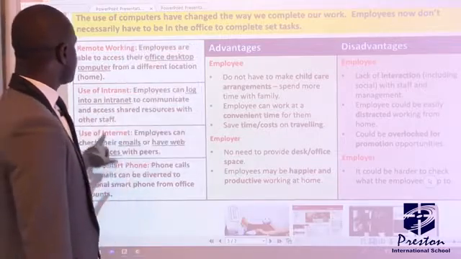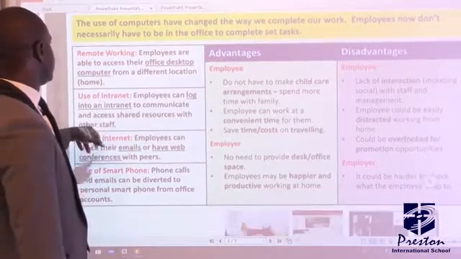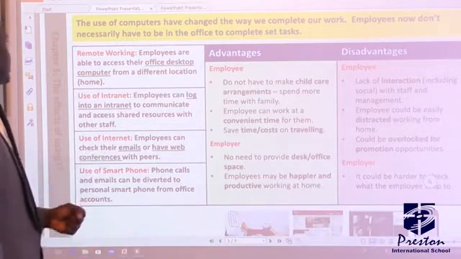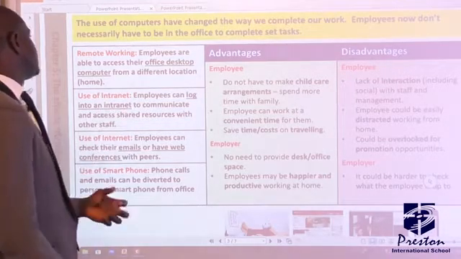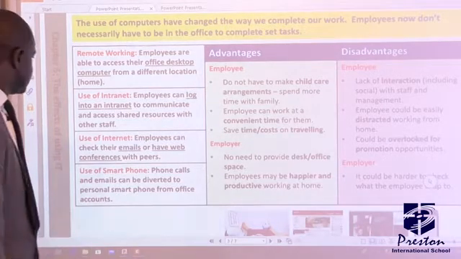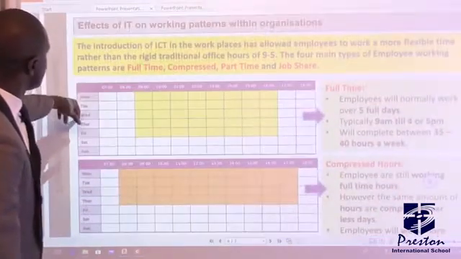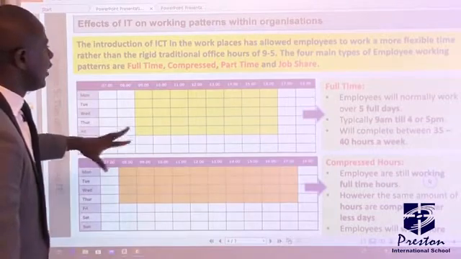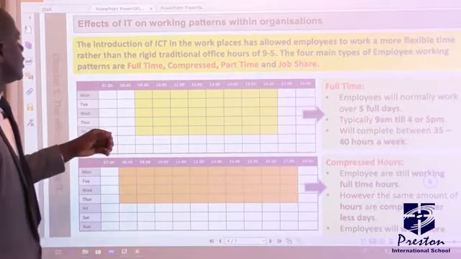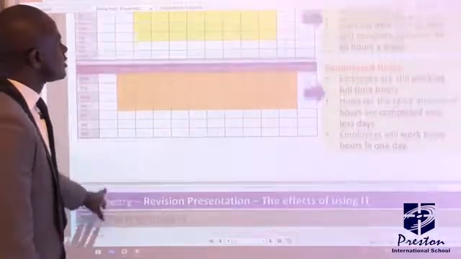Okay. The use of computers has changed the way we complete our work. Why? Because we can now work remotely. We can now use the intranet, so employees can log into an intranet to communicate and access shared resources with other staff. We now have the internet, and we also have smartphones. Some of the working patterns that are now prevalent are the following: compressed, part-time, job sharing. So let's look at some of those.